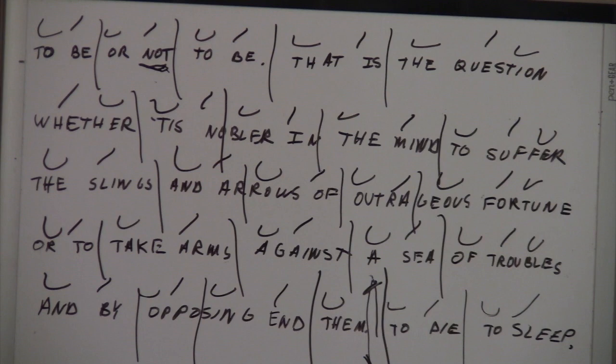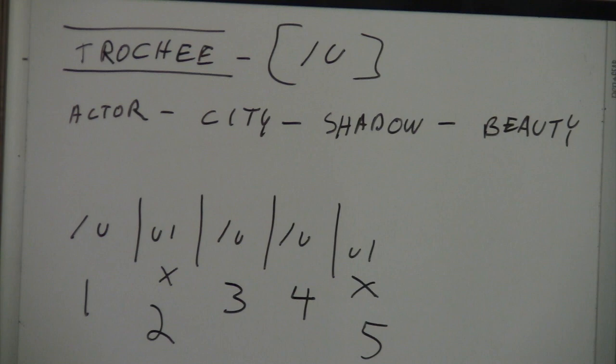There's another rhythm that is used in iambic pentameter frequently, and it's called a troche. And basically, it's the reverse of an iambic rhythm. So instead of going ba-bum, it goes bum-ba, bum-ba. As in these words: actor, city, shadow, beauty. So a trochaic foot often appears.